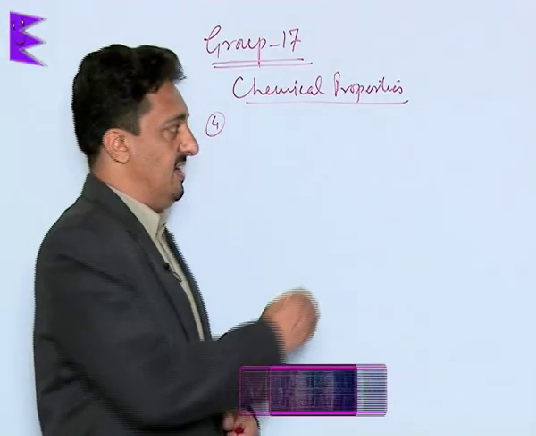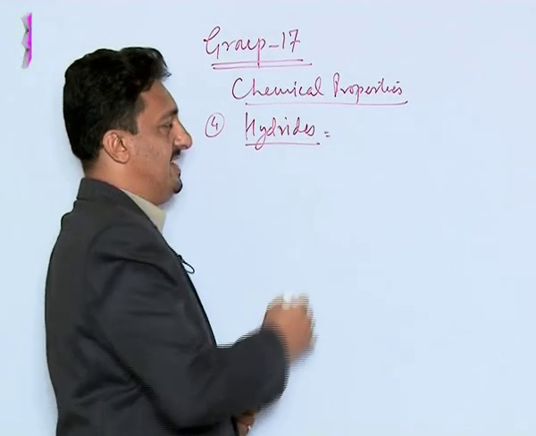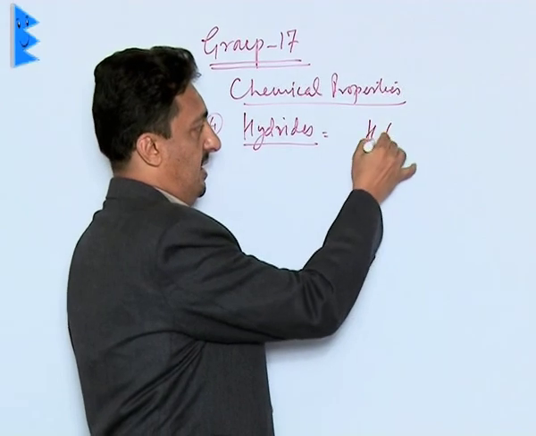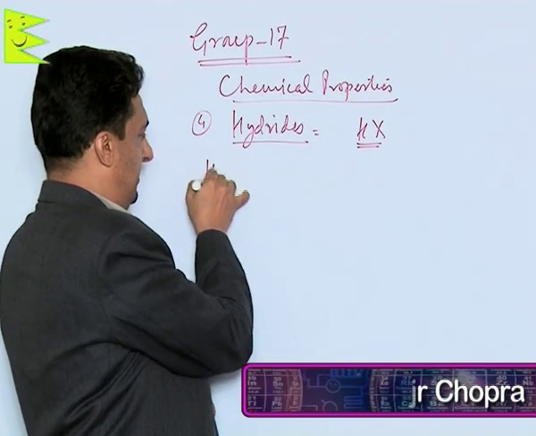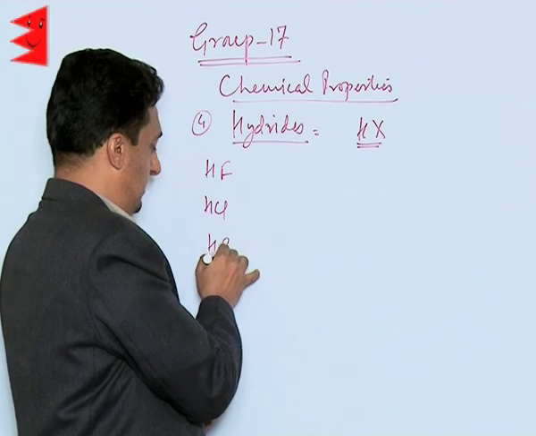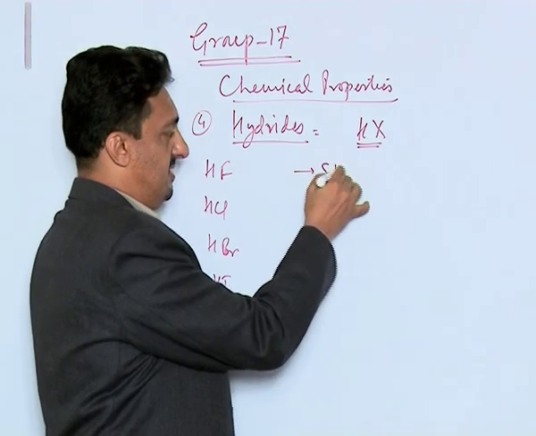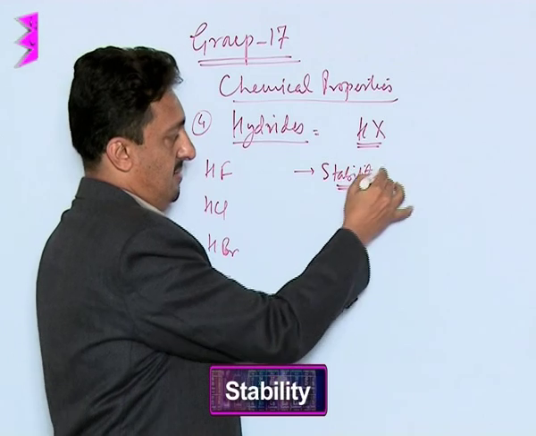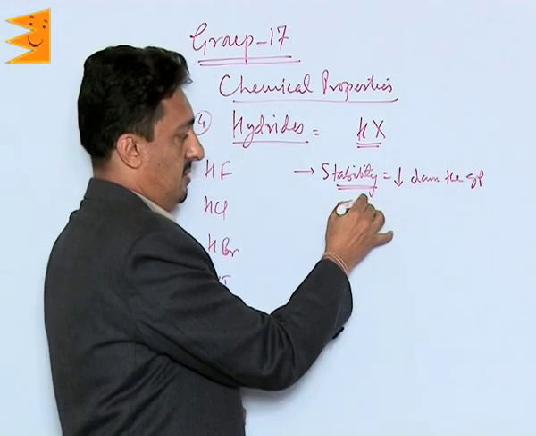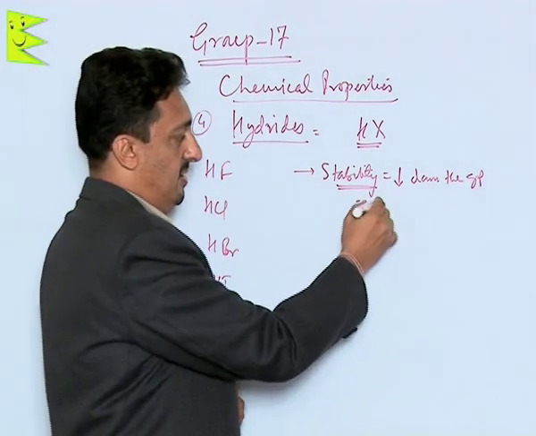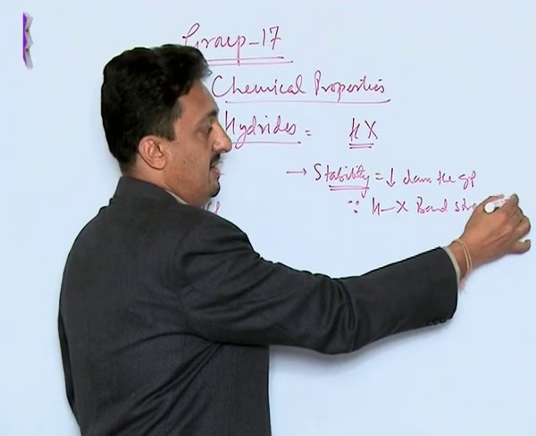Now let us discuss their hydrides. All group 17 elements combine with hydrogen to form hydrogen acids or hydrogen halides with the general formula HX. It's like HF, HCl, HBr and HI. Now what we need to first understand is their stability. Remember, it decreases down the group with the increase in the size of the halogen, because HX bond strength decreases.